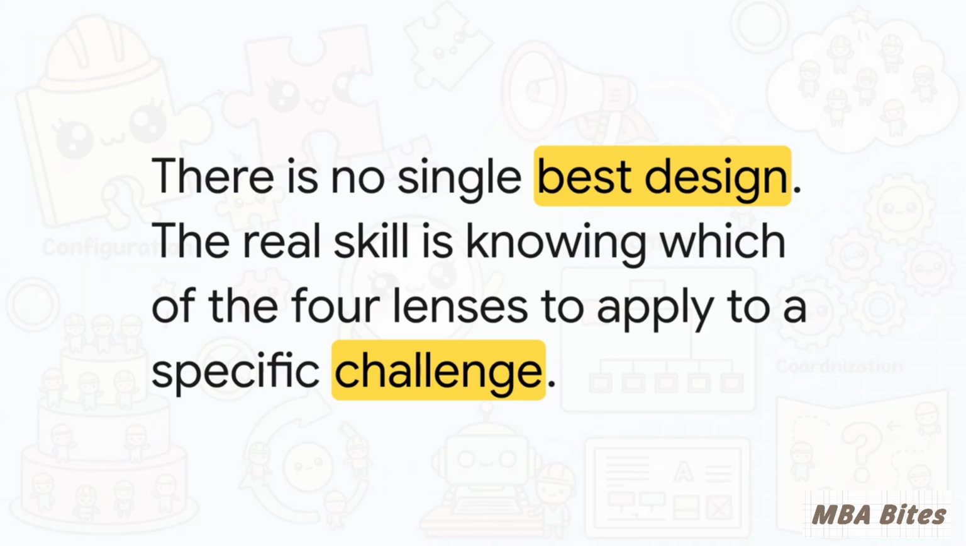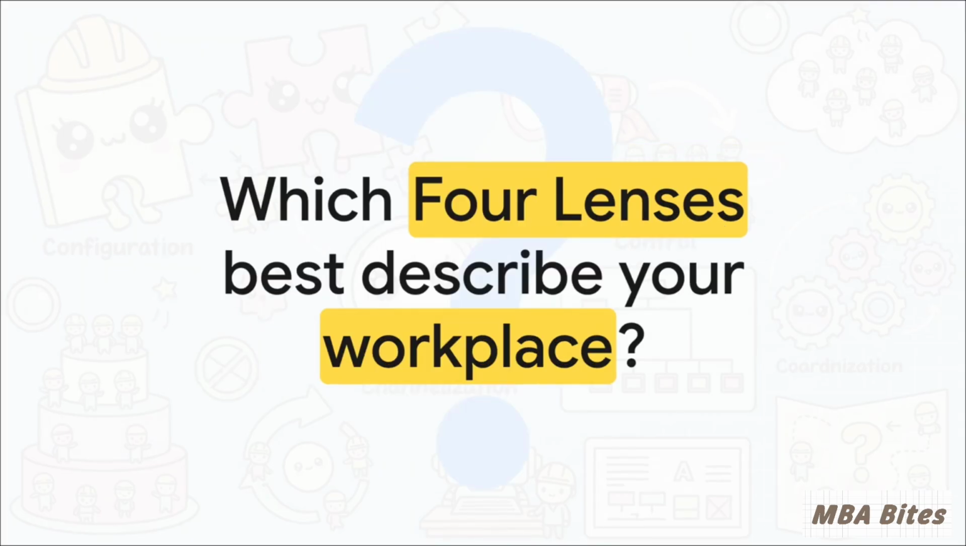Is this a problem of fit? Is it a problem of incentives? Is it a problem of attention? Or is it a problem of coordination? And that leads me to my final question for you. Think about your own company, or maybe a team you've worked on. Which of these four lenses, configuration, control, channelization, or coordination, best explains how it operates? Which lens explains your world? Answering that question for yourself is the very first step to mastering the art of organization design.